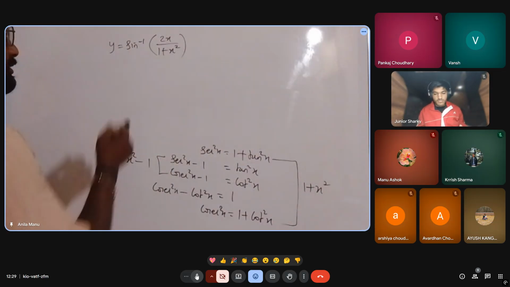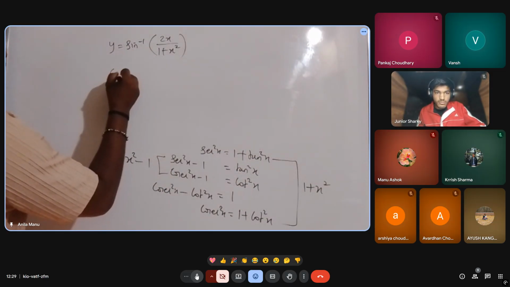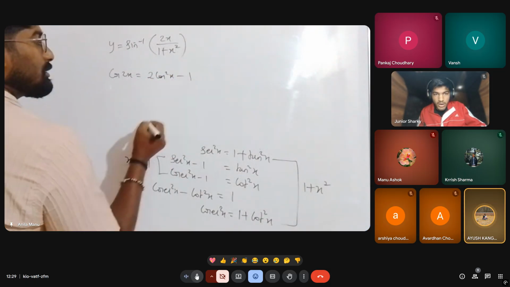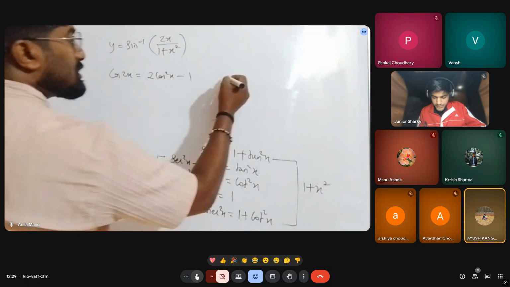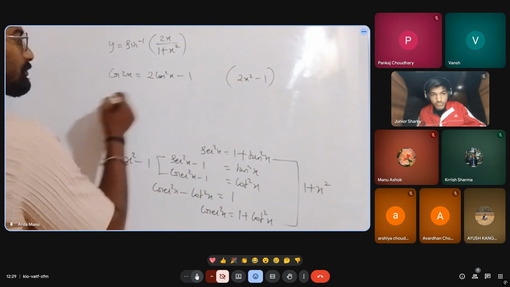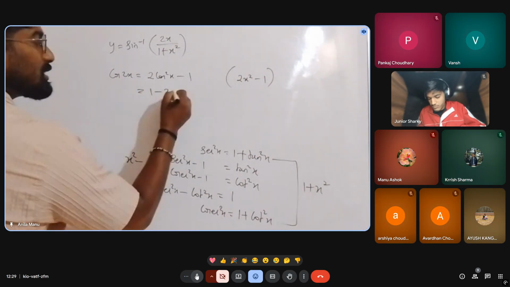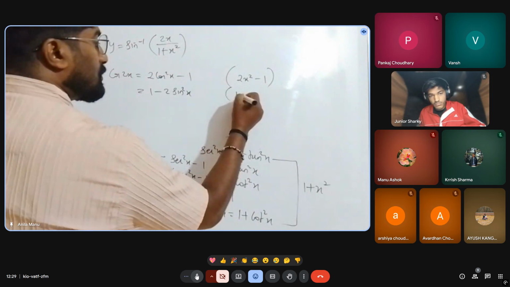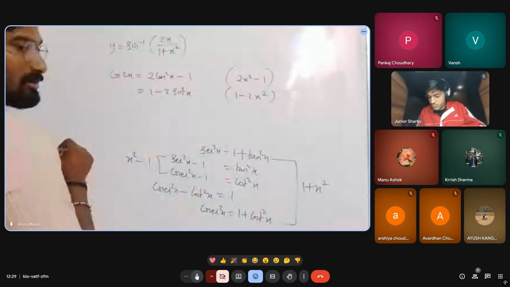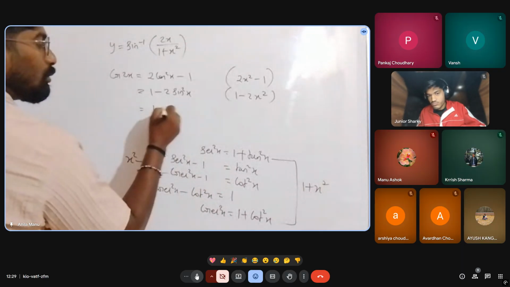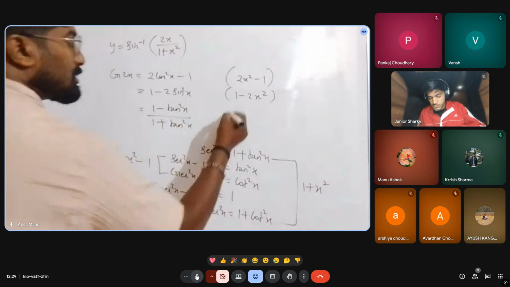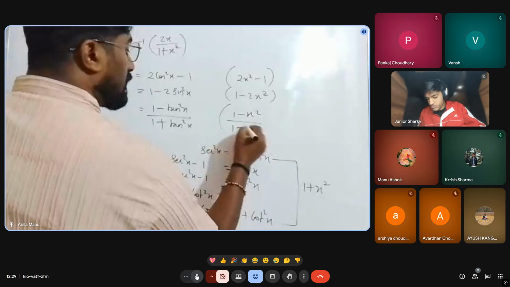Next one. See, cos 2x is equal to, what do you have? 2 cos square x minus 1. So this is of the form 2x square minus 1. Note it there. Then next one is 1 minus 2 sine square x. This is of the form 1 minus 2x square, so x is going to be sine x. Next is 1 minus tan square x divided by 1 plus tan square x. So this is of the form 1 minus x square by 1 plus x square.